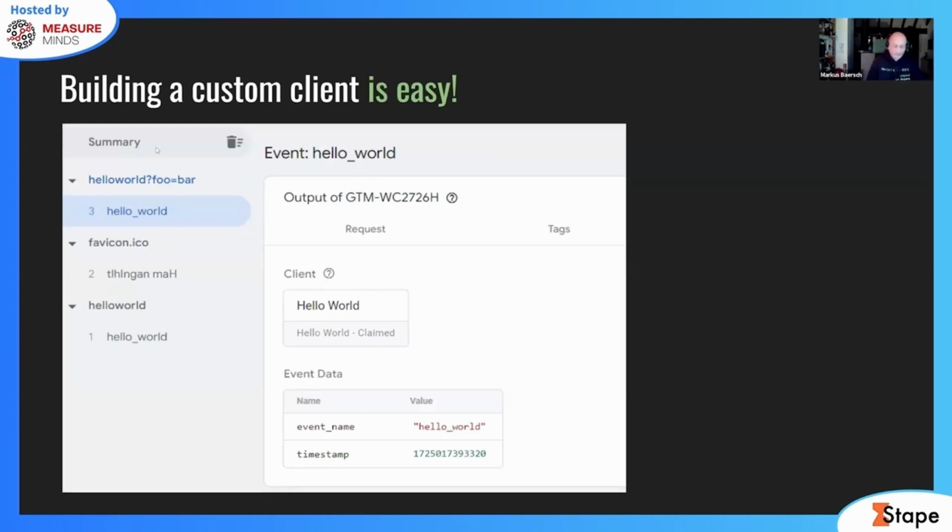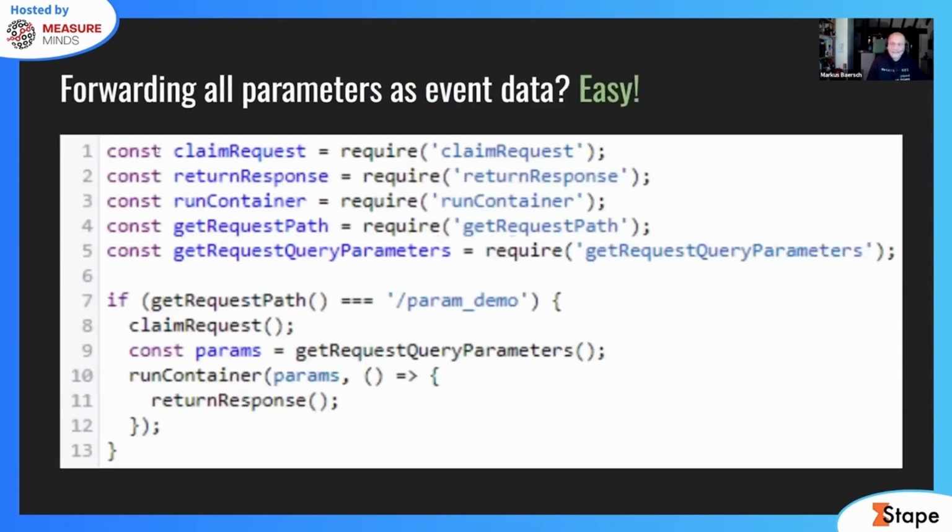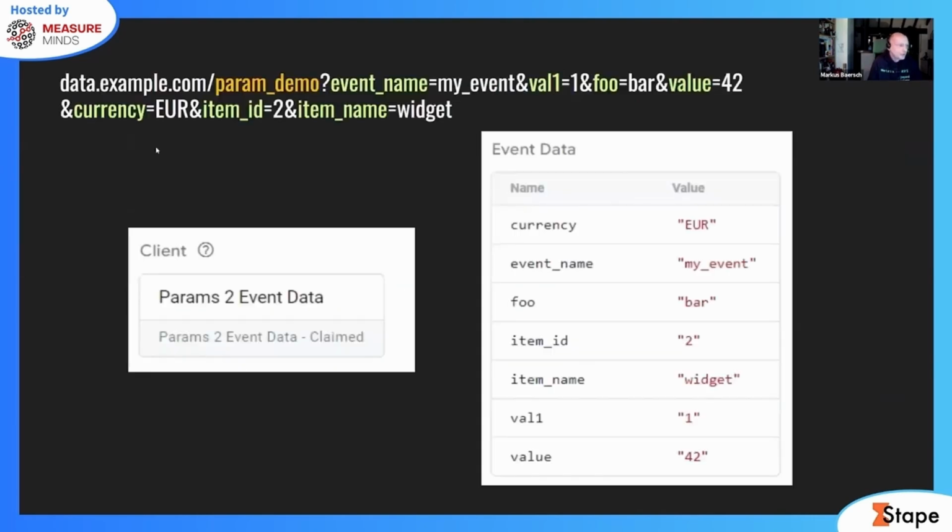So if you wanted to build something like that, it's just as easy as this. It's even less code than the first example. This time take another endpoint address like param_demo. We claim the request. We get all the request query parameters using a simple API call. So every query parameter that is incoming will get processed, and we run the container and populate the event model with only these parameters. And this is what happens.